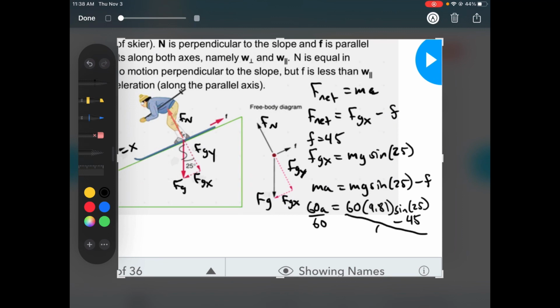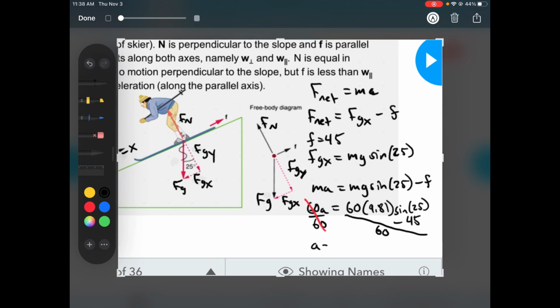So we got to divide by 60 on both sides here. And at this point, it's pretty much easier to just go ahead and plug everything into the calculator.